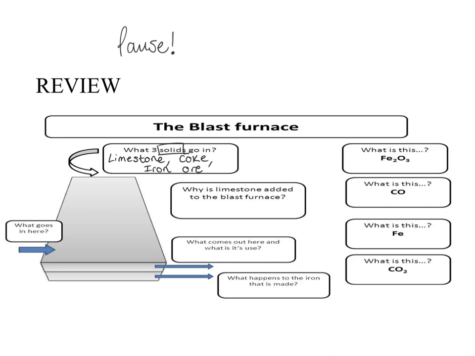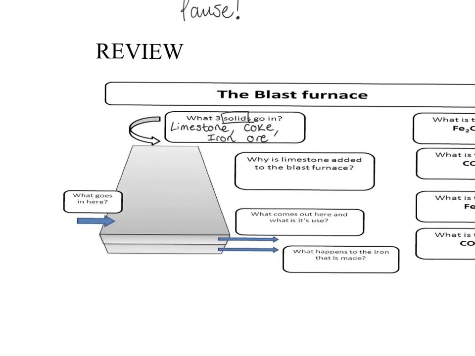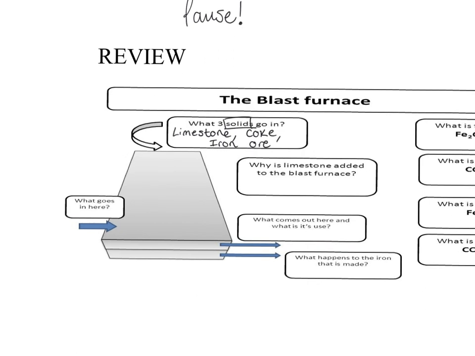I know air also goes in, but that's over here. So it says what goes in here? Air. And we use that as a source of oxygen. Why is limestone added to the blast furnace? To remove impurities. What comes out here and what is it used for? The molten slag. So slag comes out on the top to make roads, tarmac.